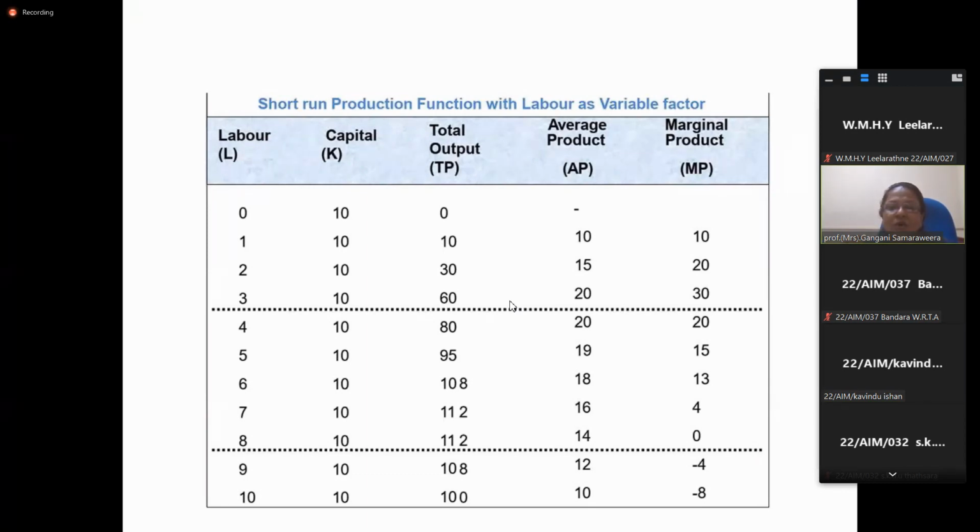Yes, number of units. See here, total output is 10. Number of units, 1.